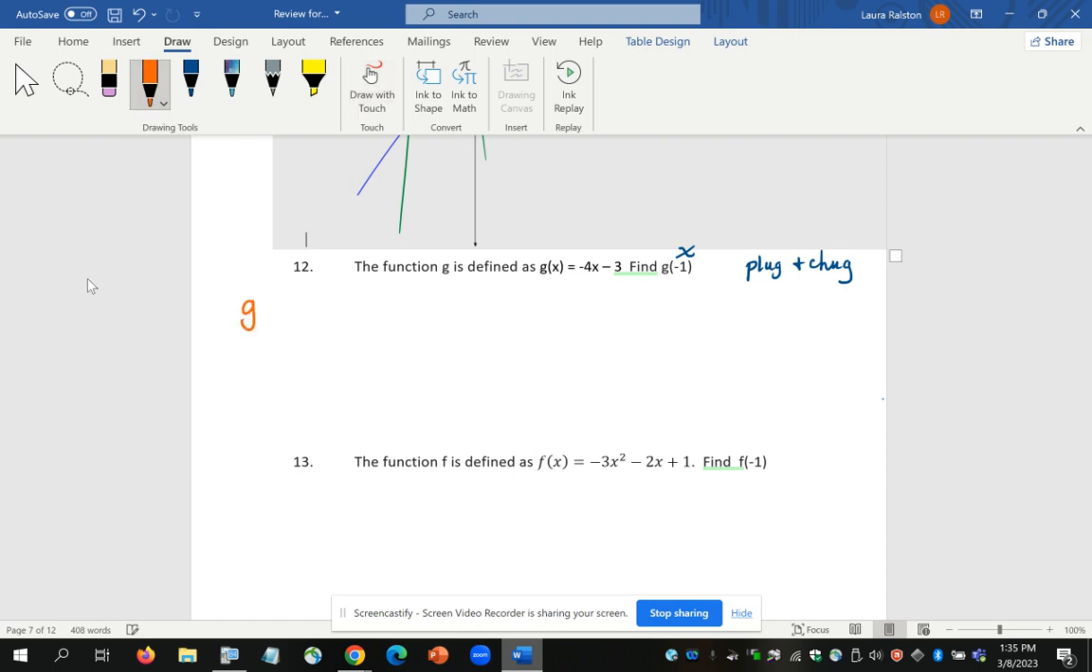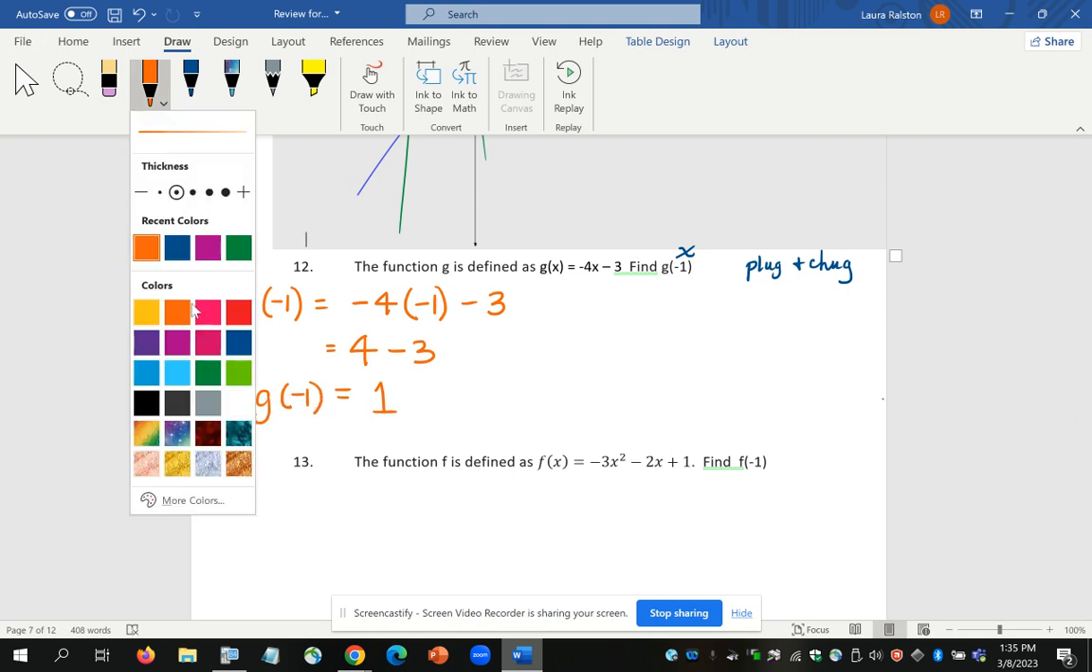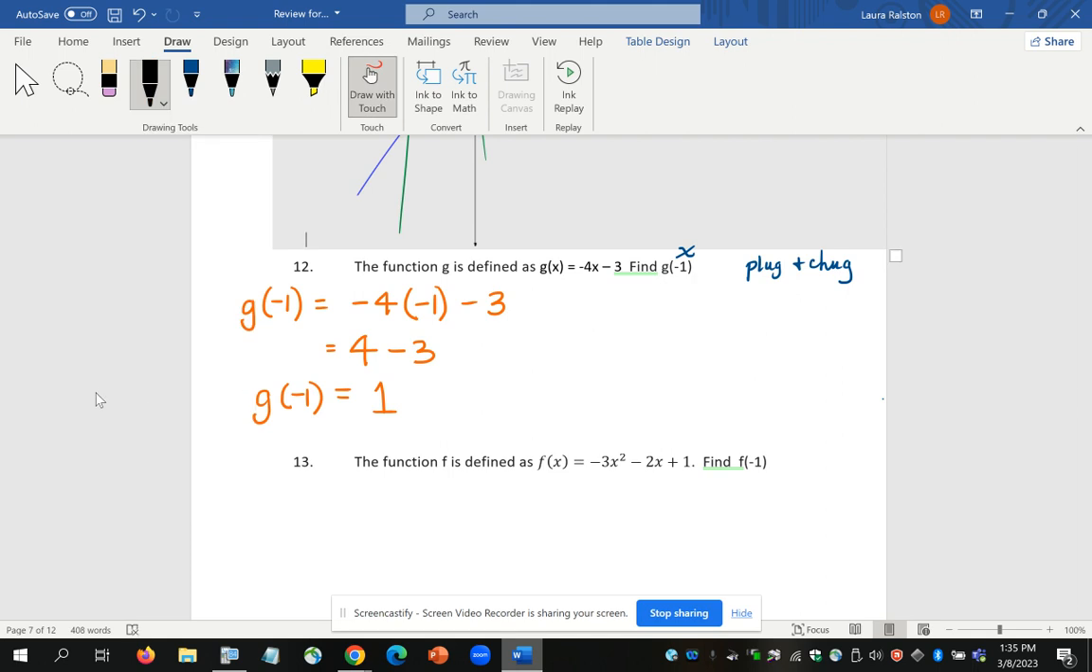So I would have g at -1 equals -4 times -1 minus 3. Do the math. -4 times -1 is +4 minus 3, and +4 minus 3 is 1. So g at -1 is 1. So the answer I would look for, assuming this one is multiple choice, or I would enter, is the value of 1.